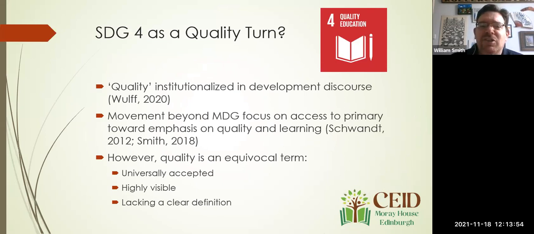And people started talking about SDG 4 as a quality turn in education. And we started seeing all this stuff on quality really being institutionalized in the discourse. So we're moving towards quality education. We have inclusive quality education. There was a noticeable shift from the Millennium Development Goals, which was really a focus on access, specifically to primary education, to, again, quality and learning. We started wondering, is this a real quality term? Quality is what would be considered an equivocal term where everybody thinks it's important and accepts it, but we don't actually know what it is. So it's everywhere in the literature, but not really well defined.